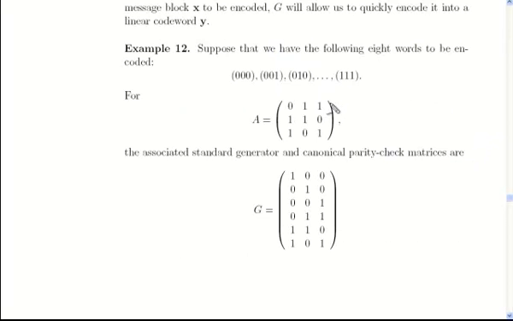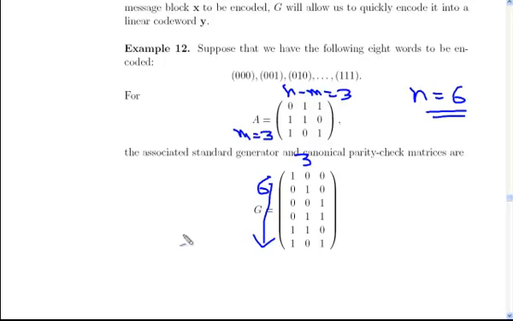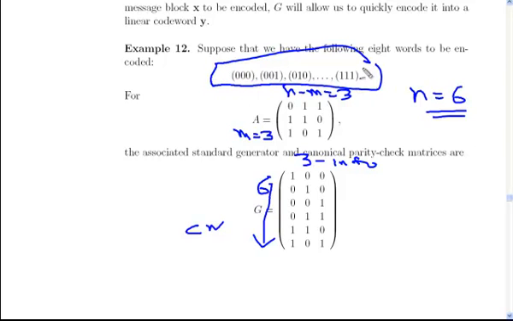So from this information about A, we know that N minus M is equal to 3. We know that M is equal to 3. So that means that N is equal to 6. Our code words are going to have 6 bits in them. Now, in order to have a 6-bit code word, our matrix G is going to have to be 6 by 3. 6 is the dimension of the code word. 3 is the dimension of the information word. And this is the matrix that we are going to multiply by our original information words to get code words.